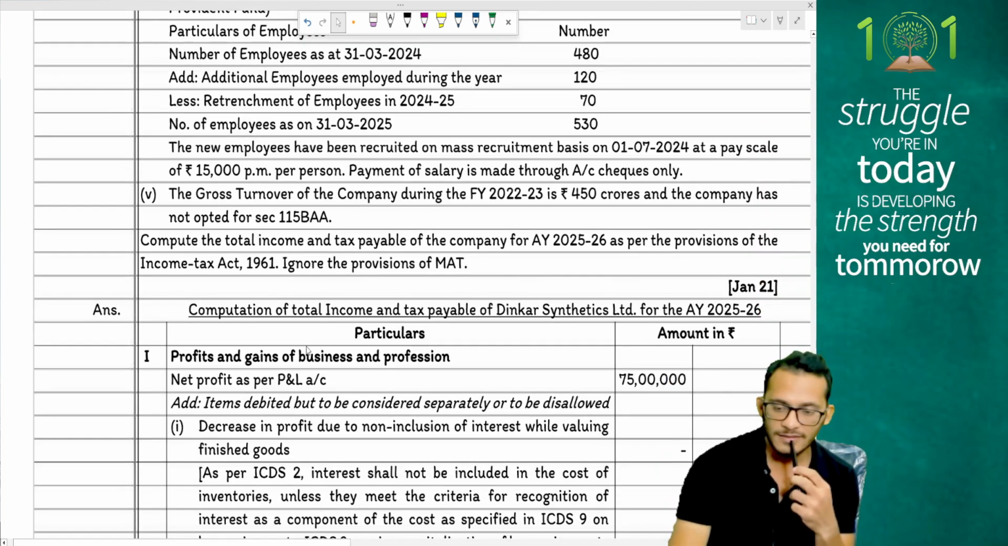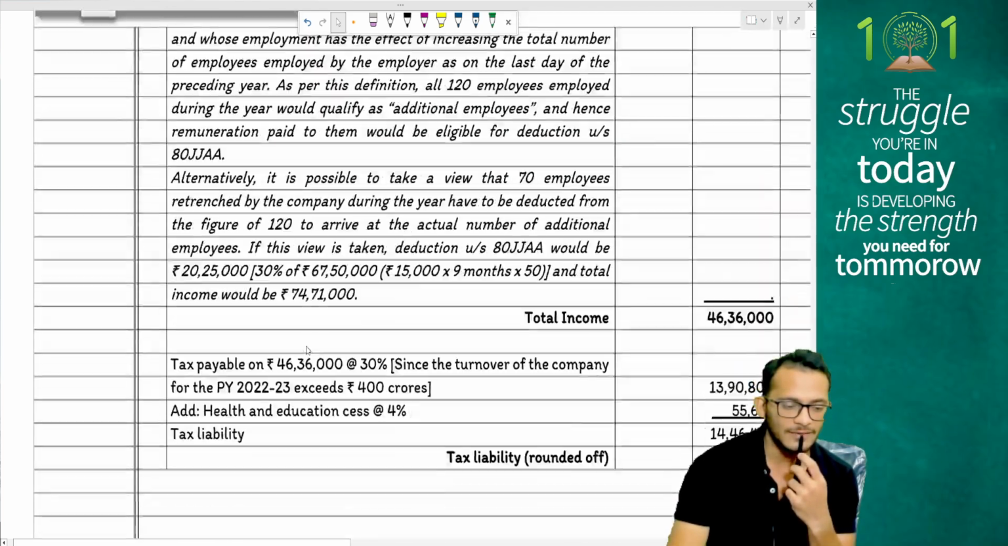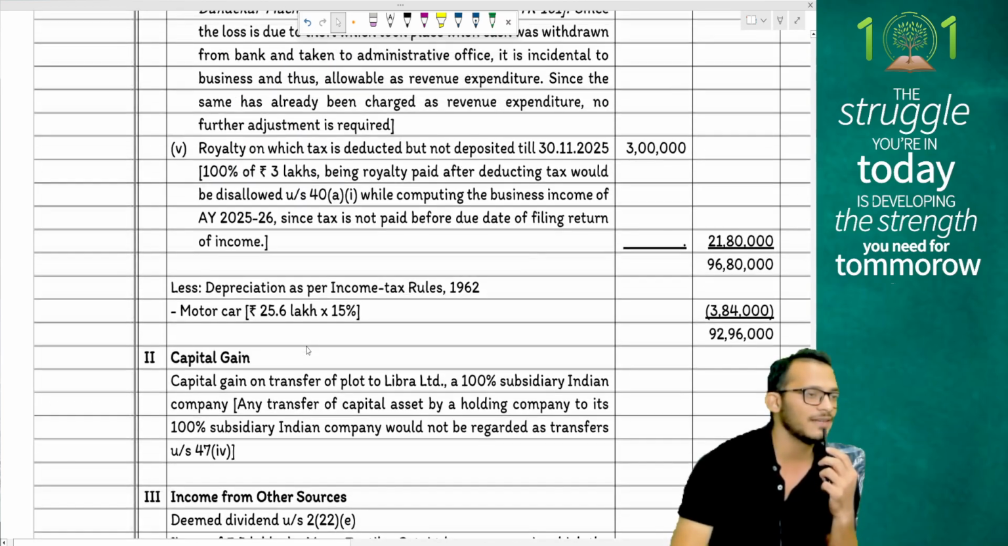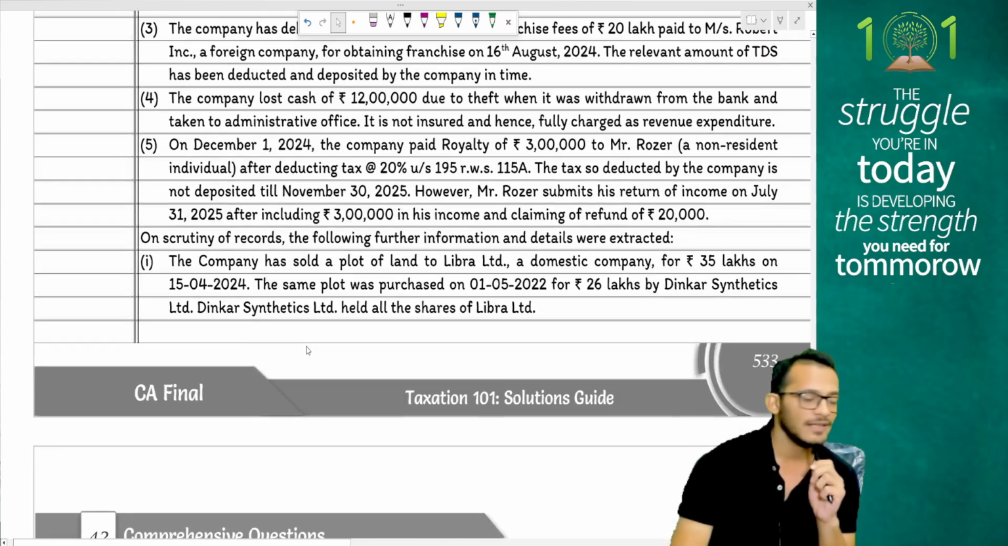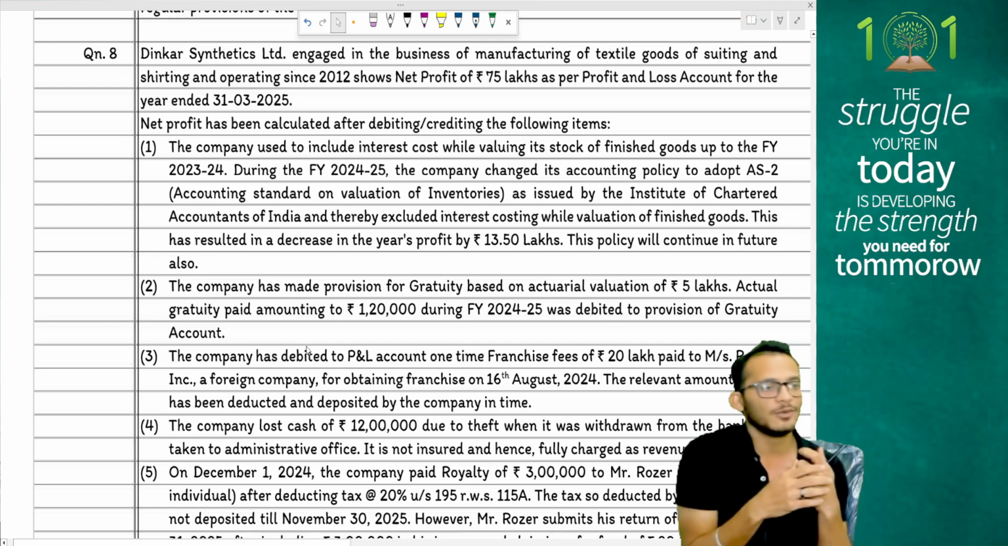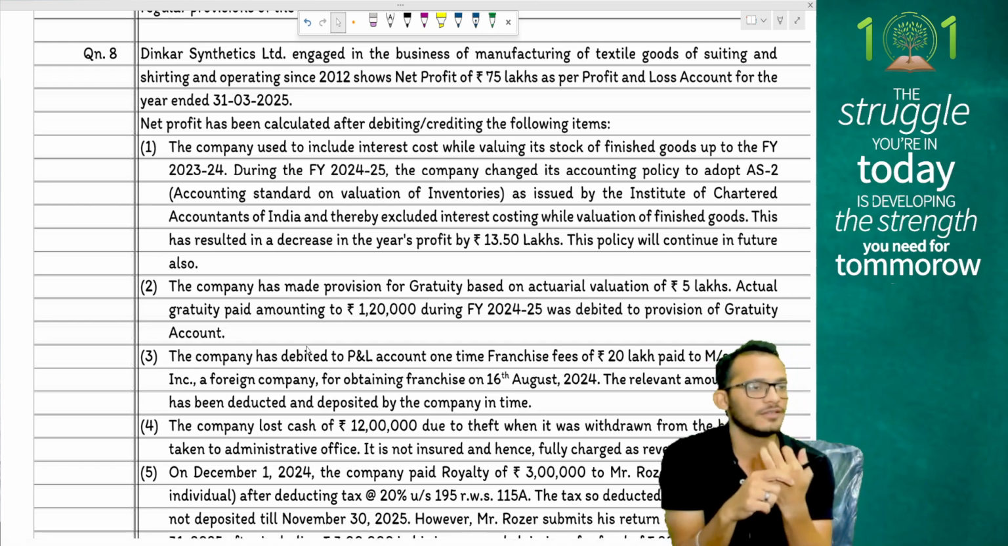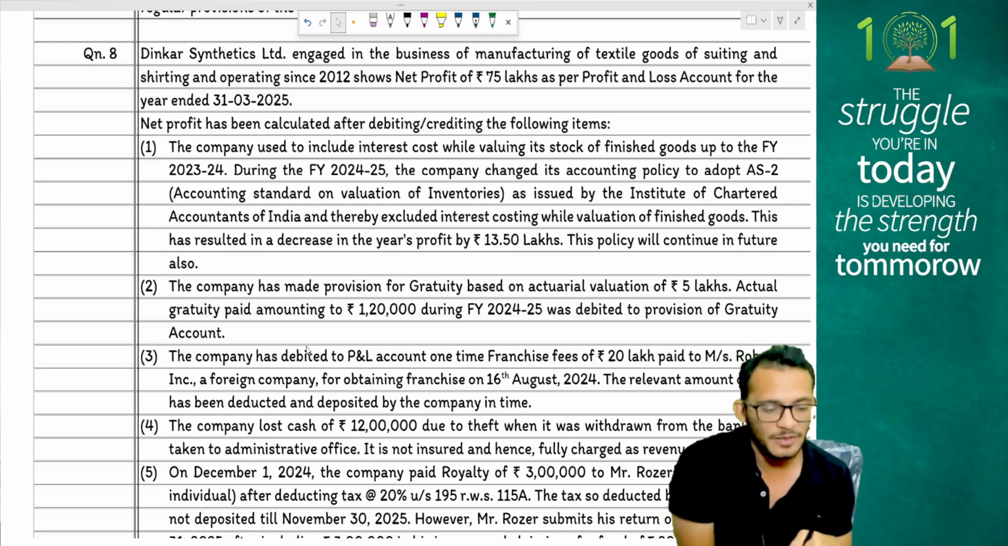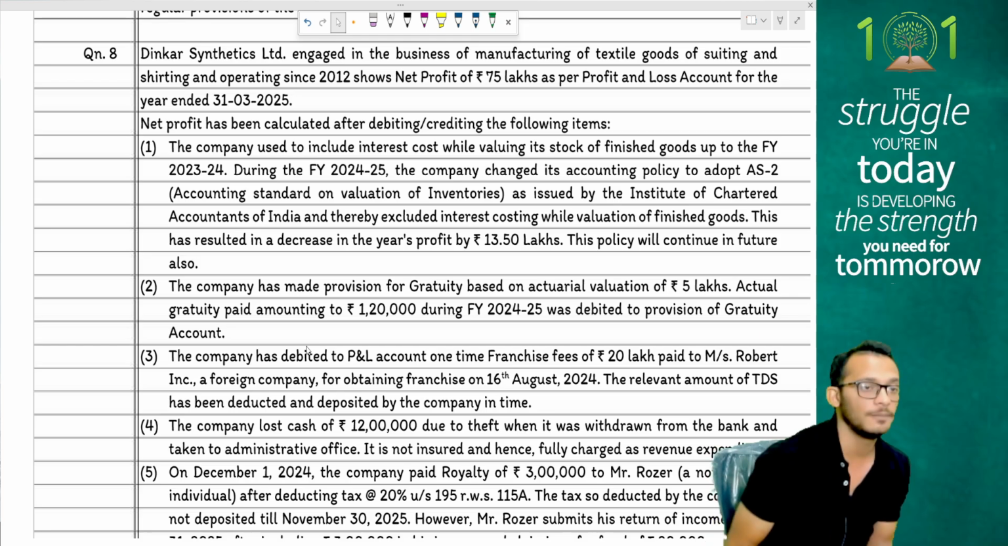That leaves me with the last question, people, of Jan 21 once again. Now, why are there two Jan 21s? Very simple. They were running the old syllabus and new syllabus parallelly. So one syllabus got that question and one syllabus got this question. Yes. This one should be a fairly easy question, people. I don't expect much complication in this.